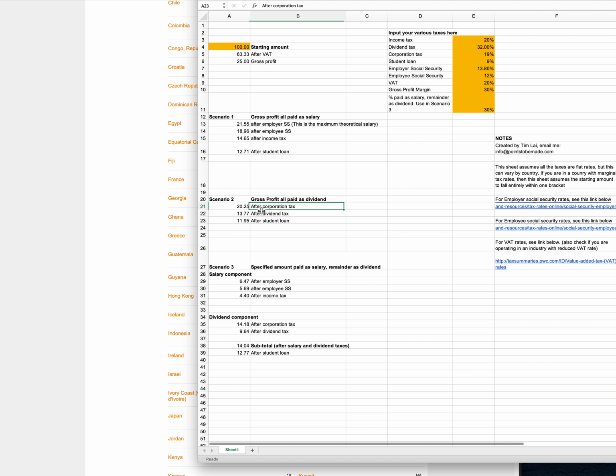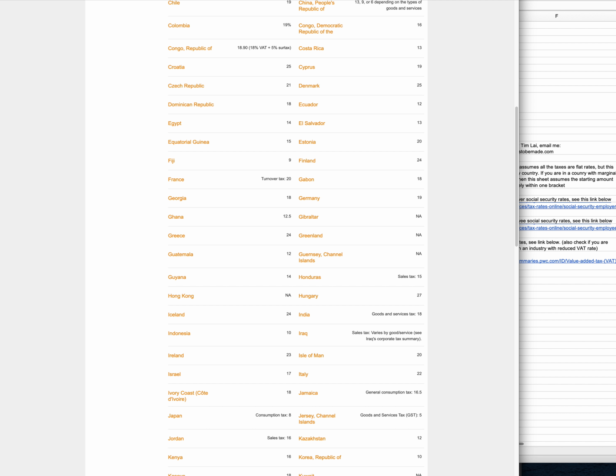Then dividend. So scenario 2 then. You're assuming your salary has already been paid, and that all of the profit is being paid out as a dividend. So you need to take away corporation tax, which in the UK is 19%, and dividend tax. In dividend tax, I've said 32%. It's not going to be that if you are in the 20% bracket, so let's update that to what the real one is here.